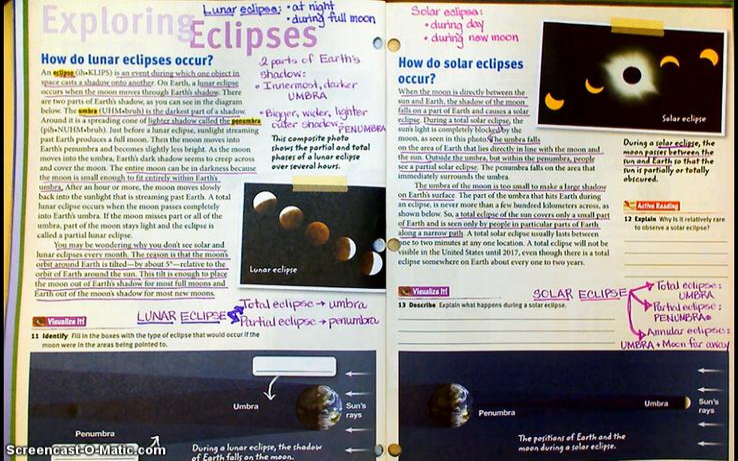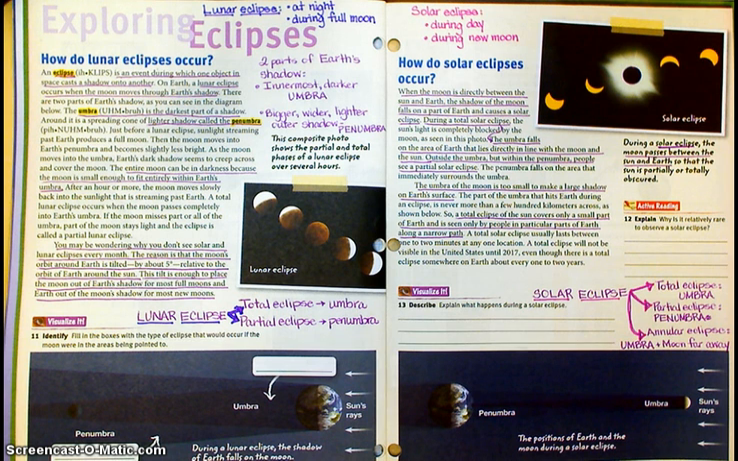Now, for a solar eclipse, you're having the much smaller moon cast a shadow on the much bigger Earth. So the dark central umbra, the central portion of that shadow, is going to be very small. The umbra of the moon is too small to make a large shadow on the Earth's surface. So a total eclipse of the sun covers only a small part of Earth and is seen only by people in particular parts of Earth along a narrow path. Okay?